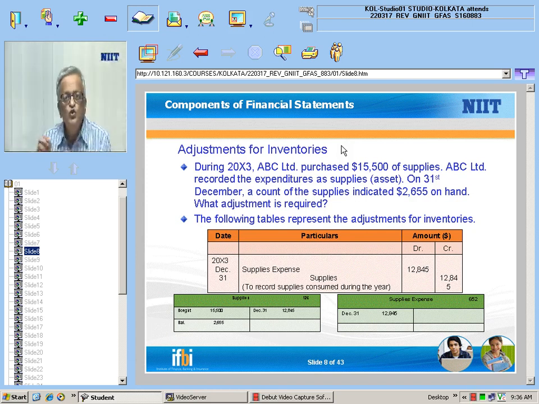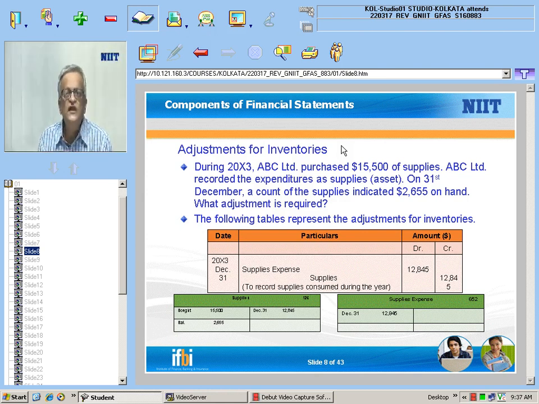15,500 minus 2655, amount is 12,845. So this is the total consumption by the organization. So what will the organization do? Debit supplies expense, that is an expenditure account, and credit supplies account, asset account. So what is the balance in asset account at the end of the period? 2655. At the beginning of the period, the asset account, that is supplies account, had a balance of 15,500. This has been reduced by 12,845, and the balance as of 31st December is 2655.